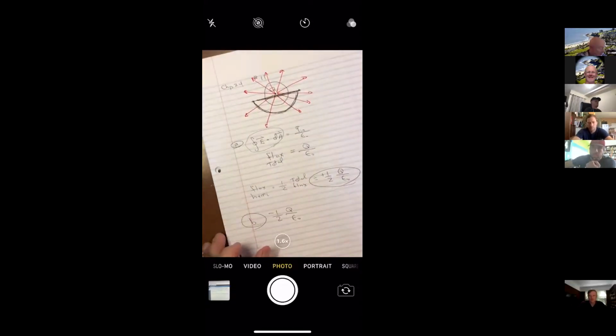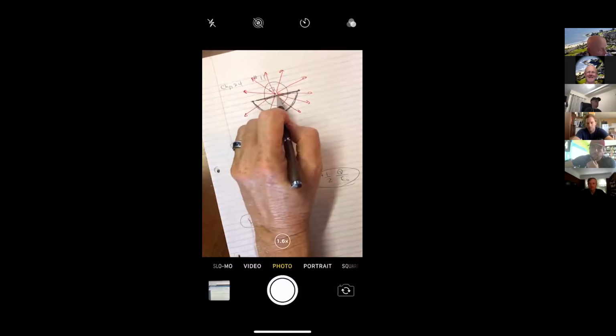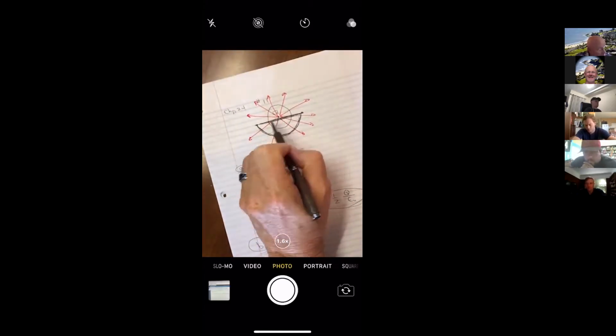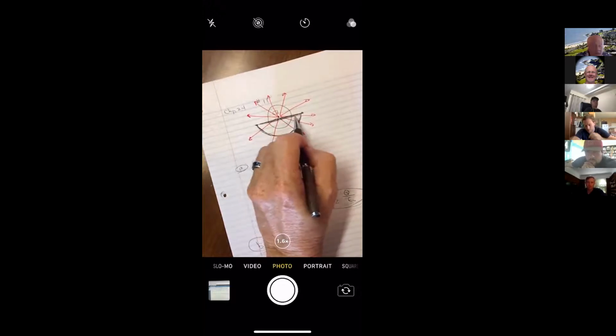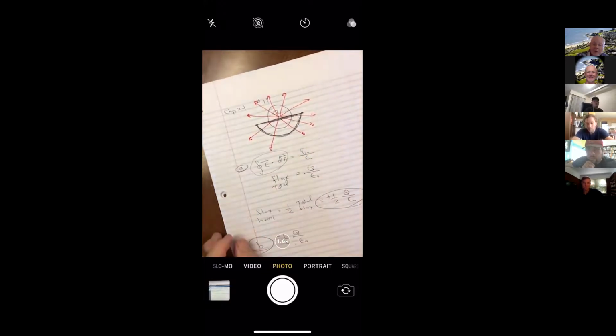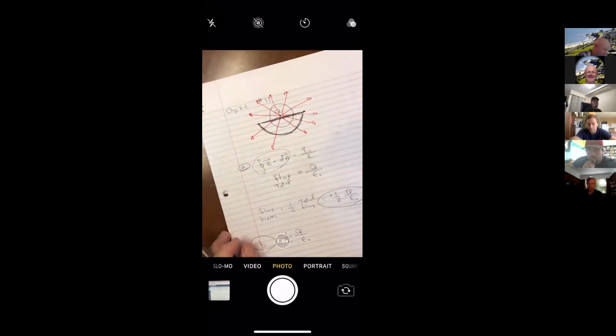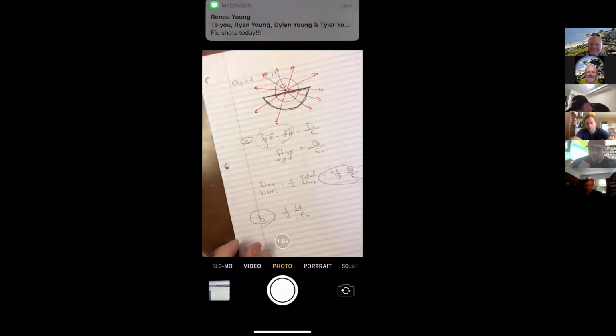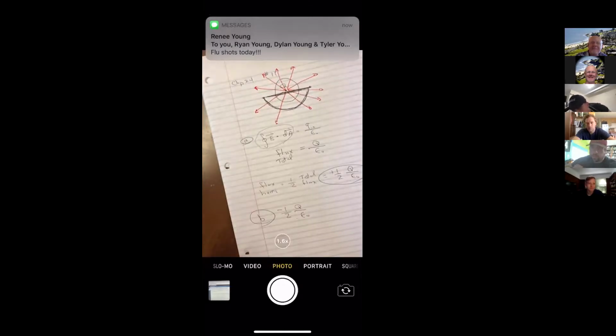And then this stuff going in, that's the key. You can see it starts where the charge is and it goes in, goes in, goes in, goes in. So same magnitude, but with a negative sign. Since it's going in, it's negative.